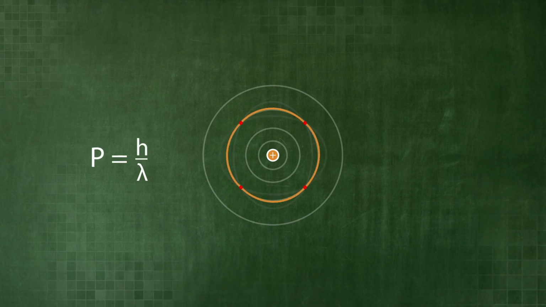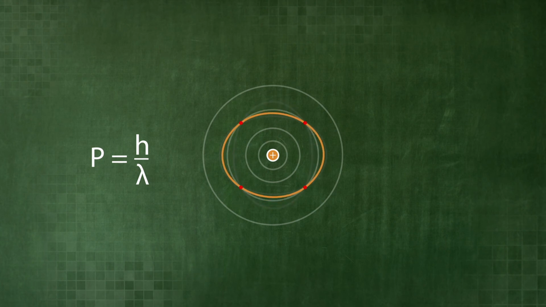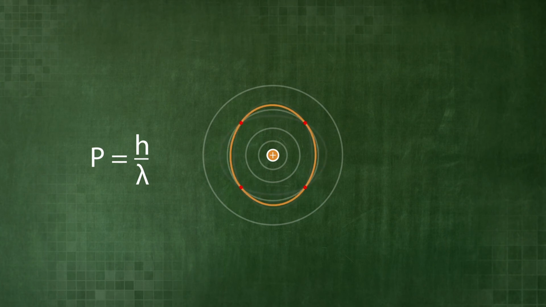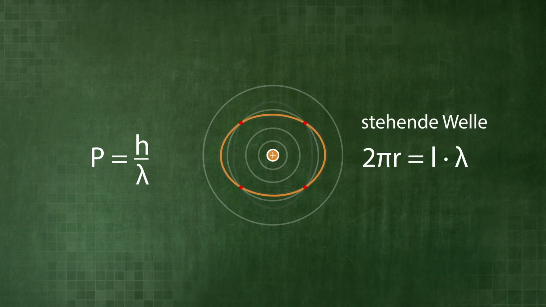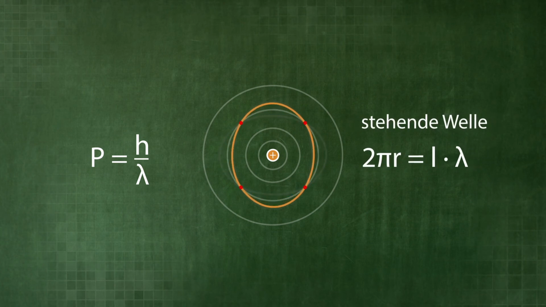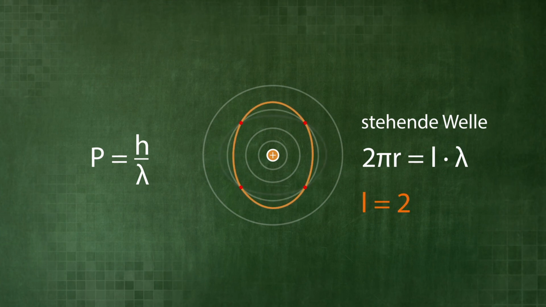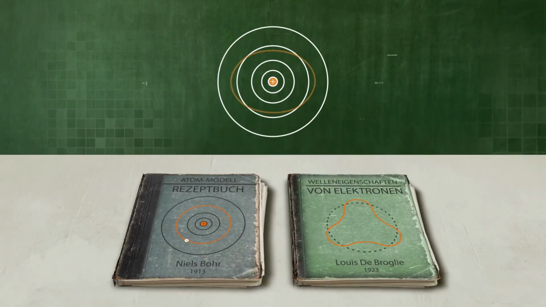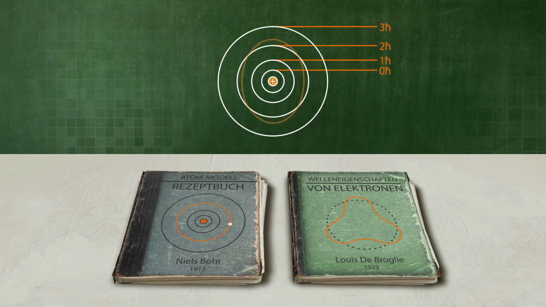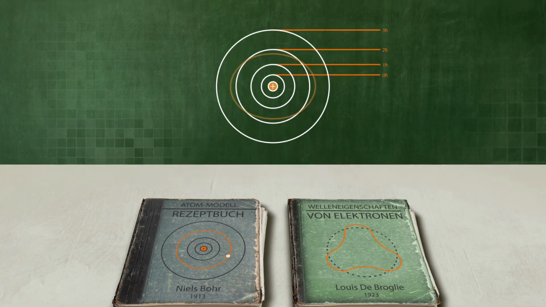According to de Broglie, a wavelength lambda is assigned to each momentum p. A constructive interference between waves traveling right and left is given when a multiple of these wavelengths is equal to the circumference. Thus, 2 pi r equals L times lambda, in this example for L equals 2. This revolutionary idea allows interpreting Bohr's postulate as a necessary condition for standing waves.